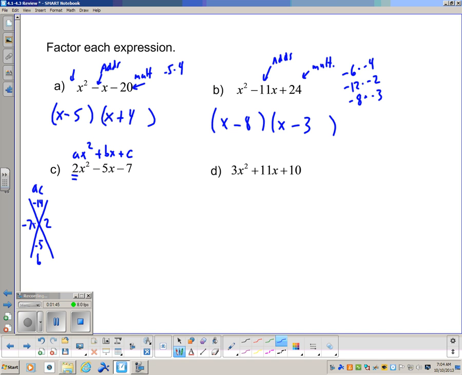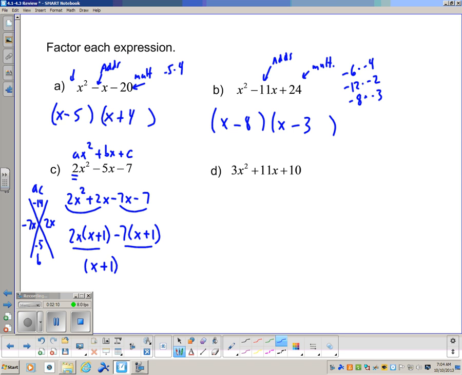So I'm going to rewrite these with the x's in here: 2x squared plus 2x minus 7x minus 7. I'm going to group them together. GCF in these first two is 2x, and I'm left with x plus 1. GCF of these next two is -7, and I'm left with x plus 1. So notice these two terms share an x plus 1. What's left on the outside? 2x minus 7. So there it is, factored.